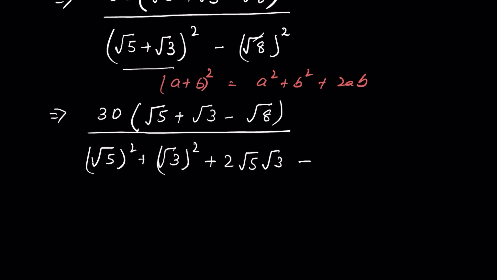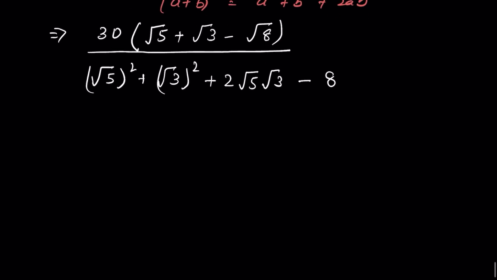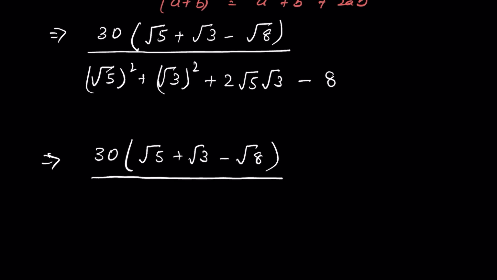We can remove the square root with this square, because when a is under square root, it means a is raised to the power of 1 upon 2. When we square it, the exponent is multiplied by 2. So we remove the square root with the square. So 8 will be here. Again 30, then times square root of 5 plus square root of 3 minus square root of 8 upon, remove the square root with the square.